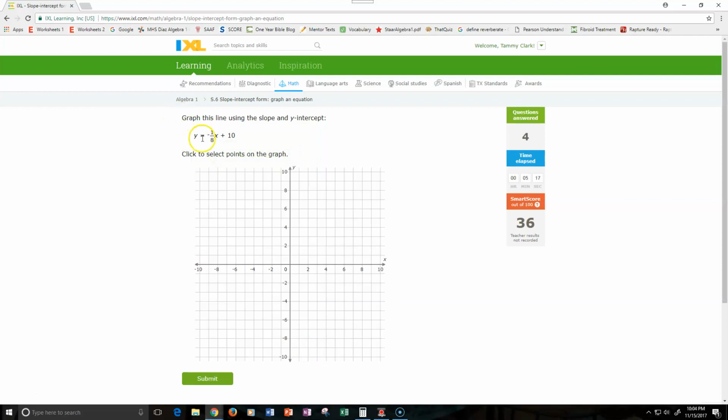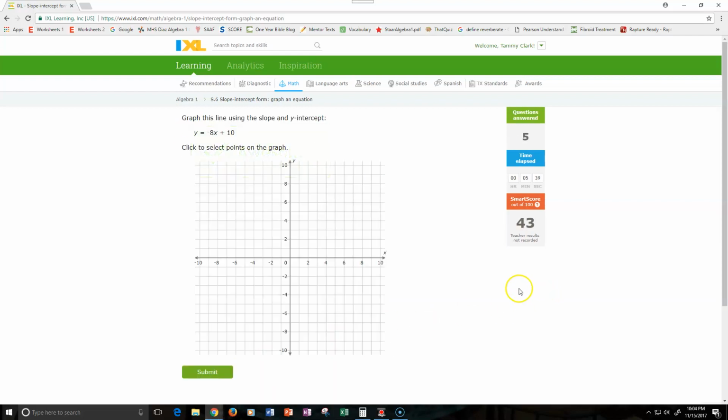So we've got y is equal to negative 1/8 x plus 10. So our y-intercept is 10. Now, we're going to go down 1 and to the right 8. Notice how the line lays more flat, and this is a fraction. We're so awesome. Yes, we are.